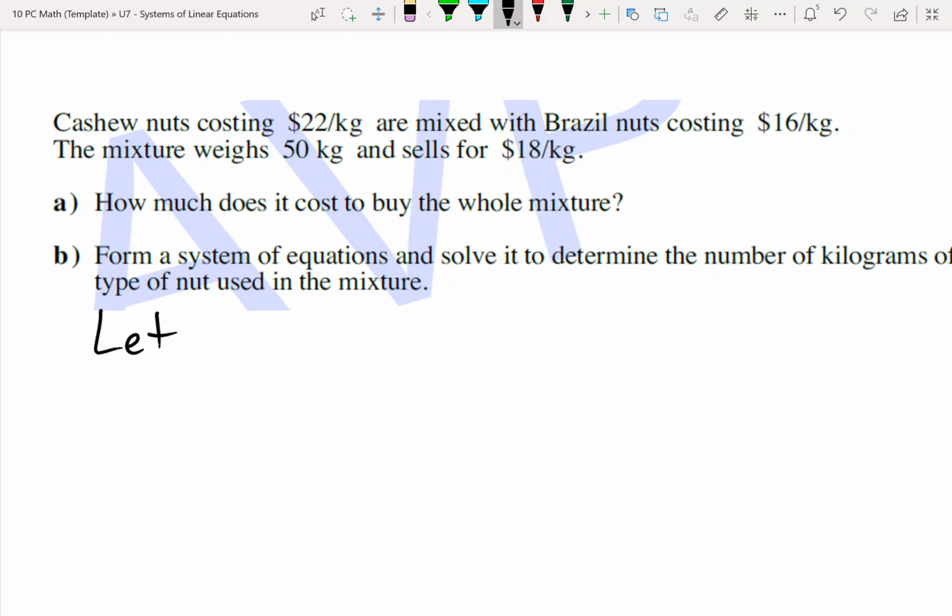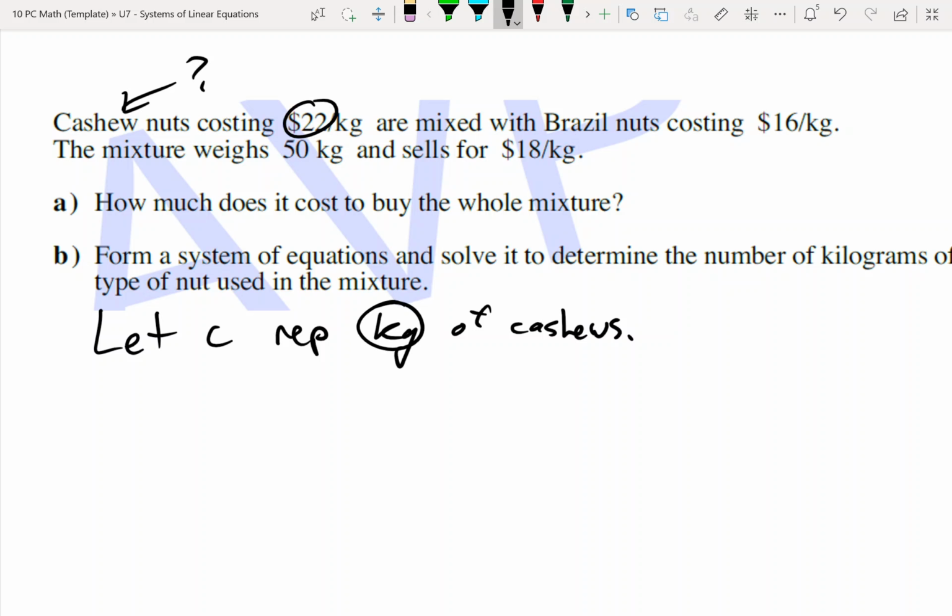So I know I'm going to be dealing with cashews and Brazil nuts. I know the price per kilogram, but I don't know how many kilograms of cashews I have. That unknown is going to be my variable. So C represents kilograms of cashews. This is why the units are really important, because cashew also has a price. It has a price and a weight, right? We might have 20 kilograms and they cost $22 each. The numbers are different. So I don't need the dollars, I need the kilograms. We do the same thing for Brazil nuts with B, kilograms of Brazil nuts.